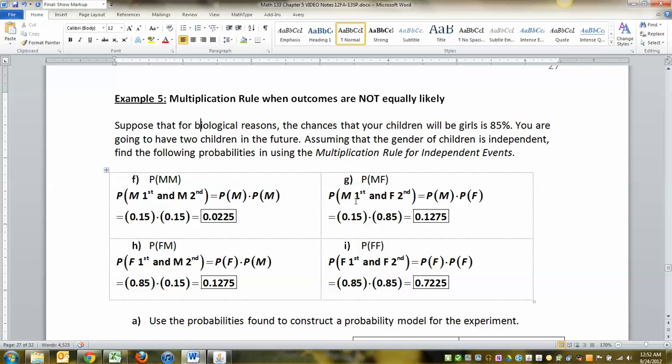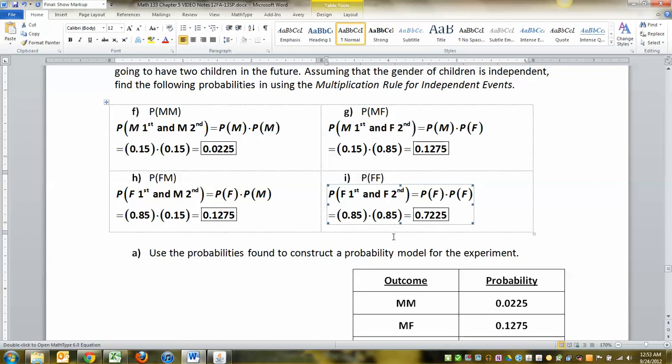Okay, what about male, female? So you got to have a male in the first one, that's 15%, times a female in the second one, that's 85. 15 times 85 makes 0.1275. Again, I just used a calculator or Excel to do that. Female male is the reverse, right? 85% on the first one for female, 15% for the back one, which is male. Remember, notice they're complements, they got to add up to 1. And then female female is 85 times 85, so 0.7225.